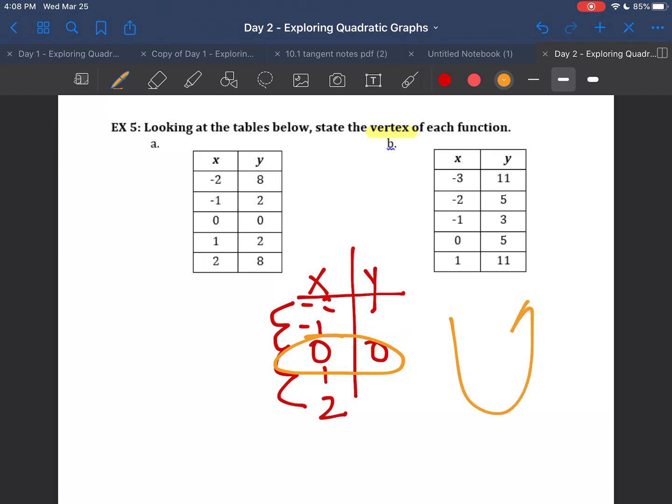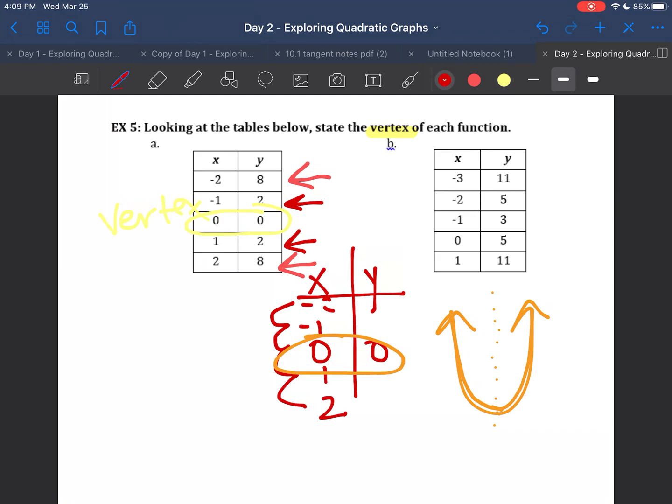I am always going to look for my vertex in the middle here, because remember, when you graph that parabola, it has symmetry. The right-hand side is going to be symmetrical to the left, so that if I folded it over, it would match. When I look here, I notice that these two numbers are both 2, and these two numbers are both 8, which gives me that symmetrical pattern. What that tells me is that here is my vertex. Maybe yellow wasn't the best color, but that will work.